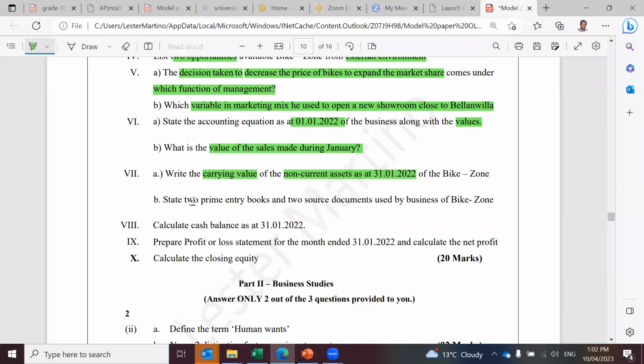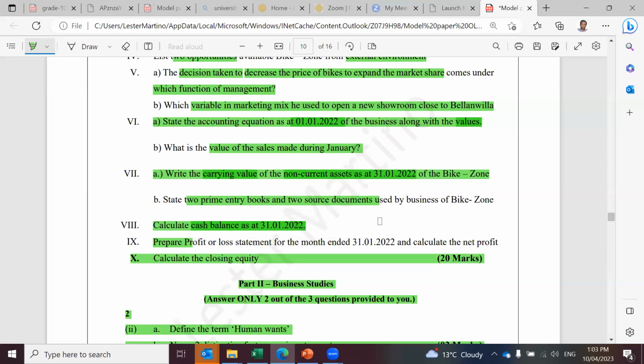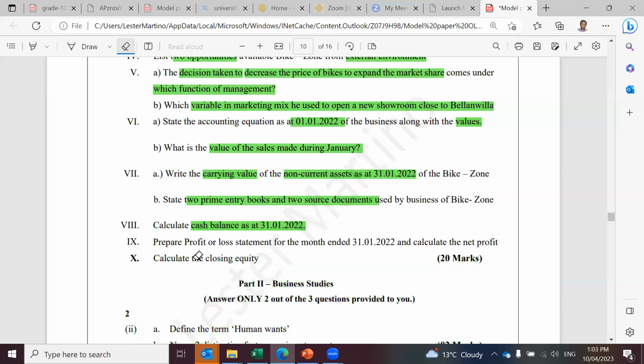Two prime entry books along with the source document. This is the common type of question. If you analyze your past papers, it's the same type of questions, only the scenario is different. That's all. Next one, cash balance as at the end of the month, profit and loss statement for the month ended, and calculate the net profit and the closing equity.